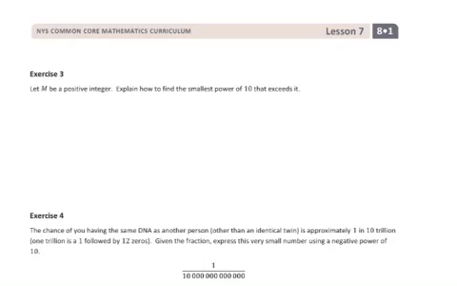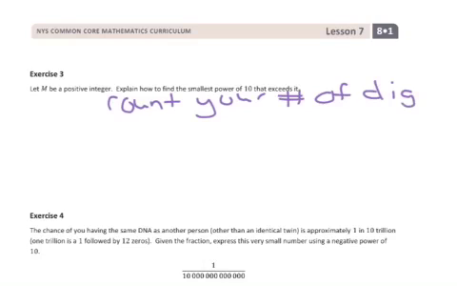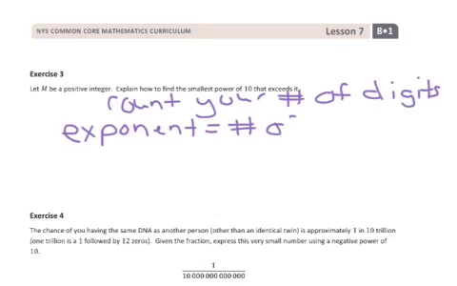So for exercise 3, it says let m be a positive integer. Explain how to find the smallest power of 10 that exceeds it. This is just what I have been saying. All you have to do is count your number of digits, and that will be your exponent. So basically, like I've been trying to tell you, your exponent for your power of 10 equals your number of digits.